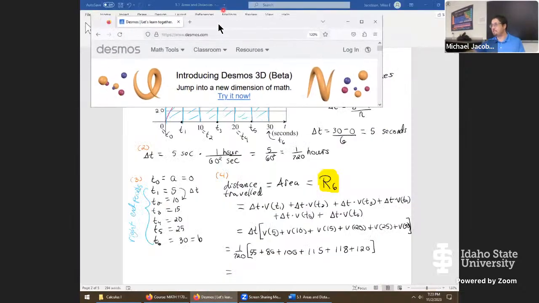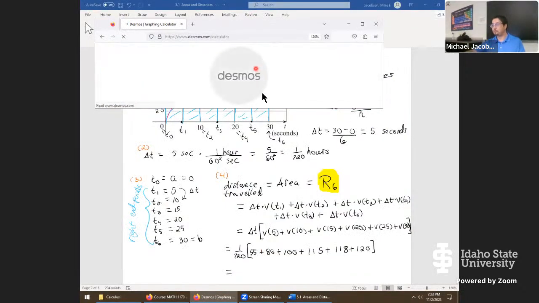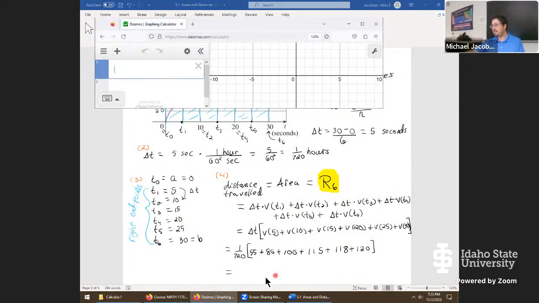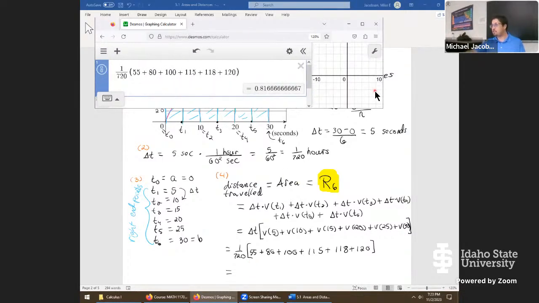I forget, Microsoft doesn't know what Desmos is. We have to go to a browser first. And we can just type this in one line. So it's 1/720th multiplying 55 plus 80 plus 100 plus 115 plus 118 plus 120. Let me expand that. Let's just see if it looks right. 6 values is definitely what I would check there.